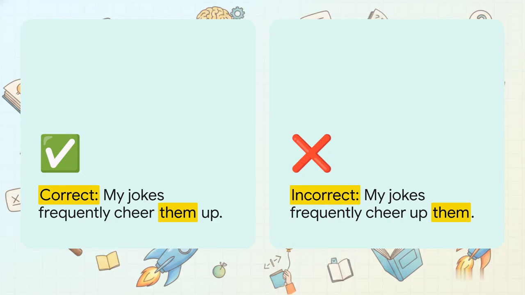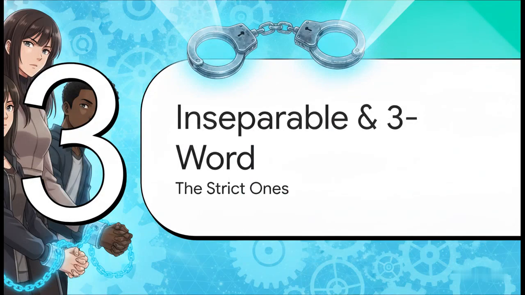Listen to the difference. My jokes frequently cheer them up. See how the pronoun them is tucked perfectly between cheer and up? Correct. Now listen to this. My jokes frequently cheer up them. Oof, absolutely incorrect, right? Actually, break the fourth wall with me right now. Wherever you are, just read the correct version out loud with me to build up that muscle memory. Ready? My jokes frequently cheer them up. Fantastic. Section 3. Inseparable and 3-word verbs.